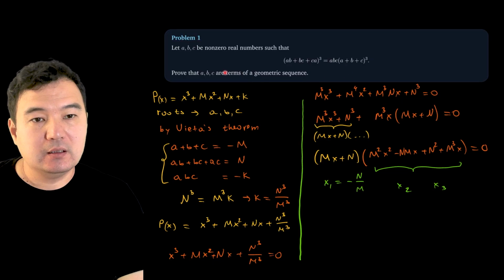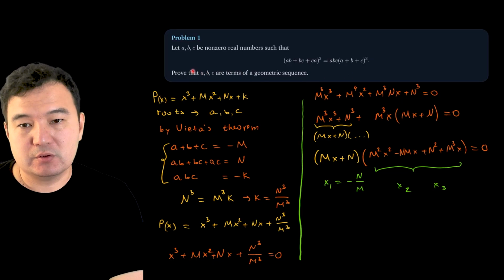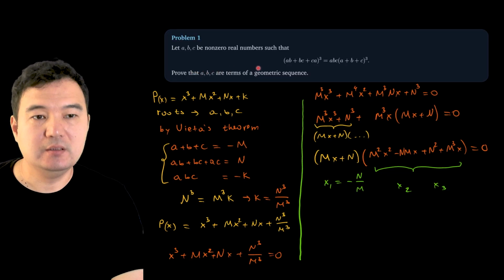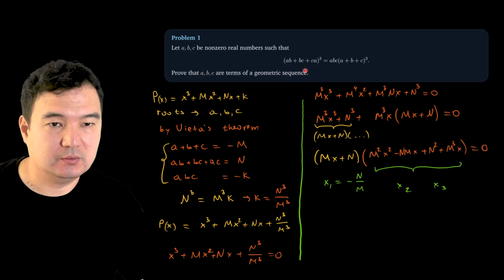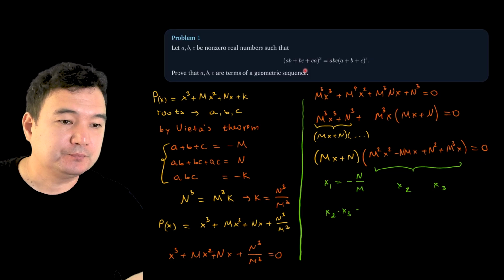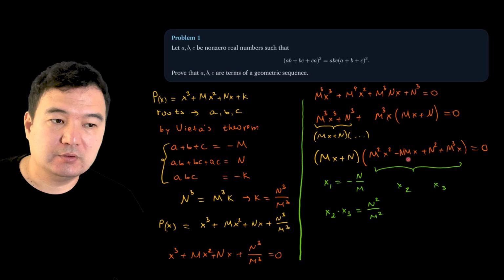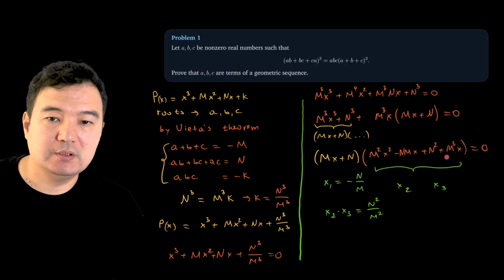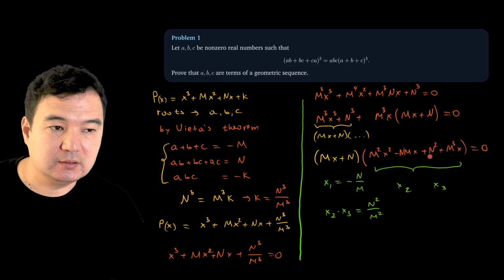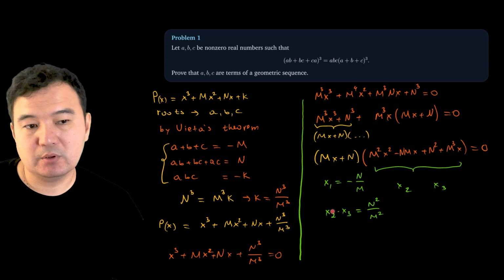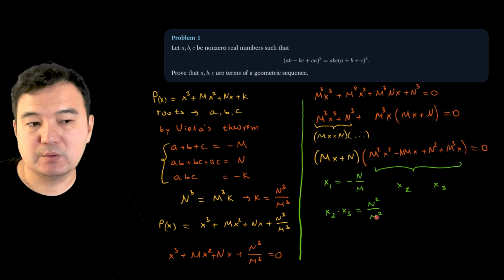You can use the discriminant formula and then find exactly what they are. But we can just focus on the question that is being asked: a, b, c is a geometric sequence. That's all we want to prove. And then from here, for this quadratic term, use Vieta's theorem again. The free term is n squared, the leading coefficient is m squared, so the product of x2 and x3 is n squared over m squared.